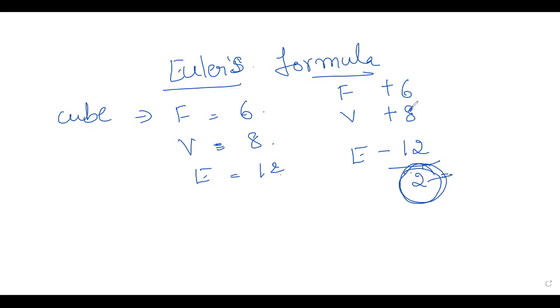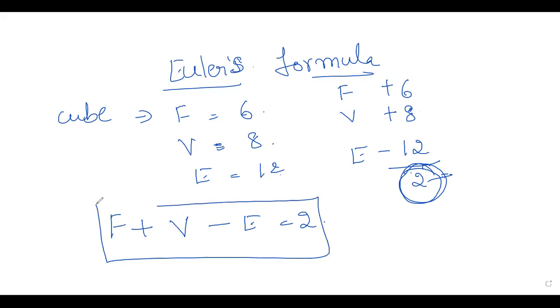Okay, children. See, 8 plus 6, it is 14. 14 minus 12, it is 2. Like this we'll see some more examples. And we write the formula like this: F plus V minus E is equal to 2. This is Euler's formula. F plus V minus E, we get 2.